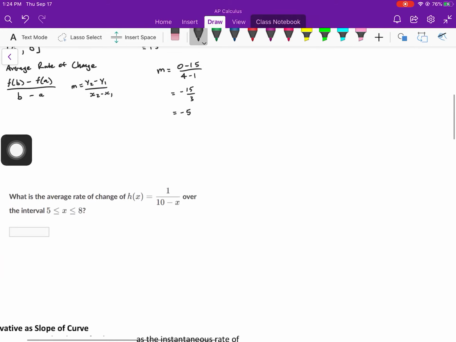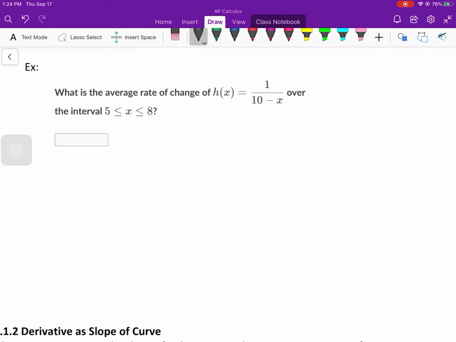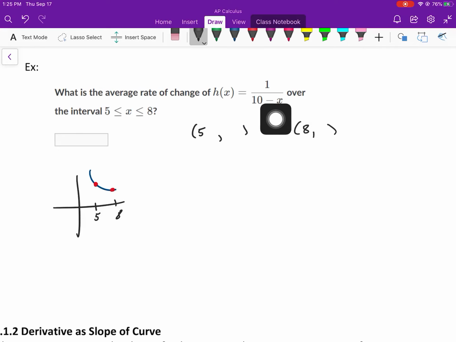This problem is really similar. Let's do one with a fraction just because sometimes that's a little bit scary. So same idea. This is that interval notation I was telling you about. So these are x values. This is basically telling us what's the average rate of change on the interval from 5 to 8. So our graph is doing something on the interval, and we want to find that average rate of change from 5 to 8. So these are the x values that they're giving you. So x is 5 and x is 8. So plug a 5 in here. 1 over 10 minus 5 is 1 over 5. And then plug the 8 in here. 1 over 10 minus 8 is 1 over 2.